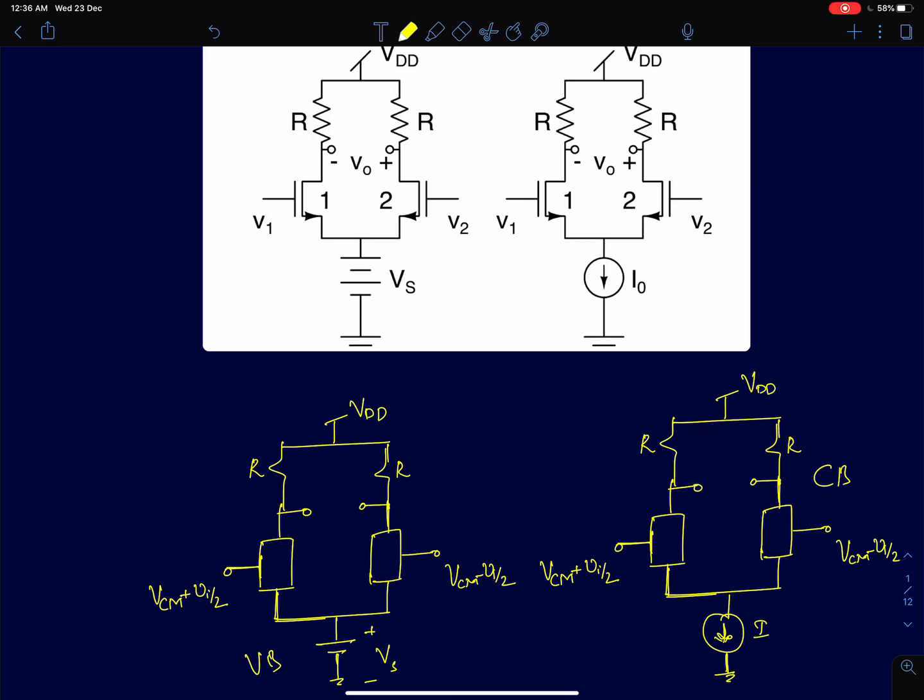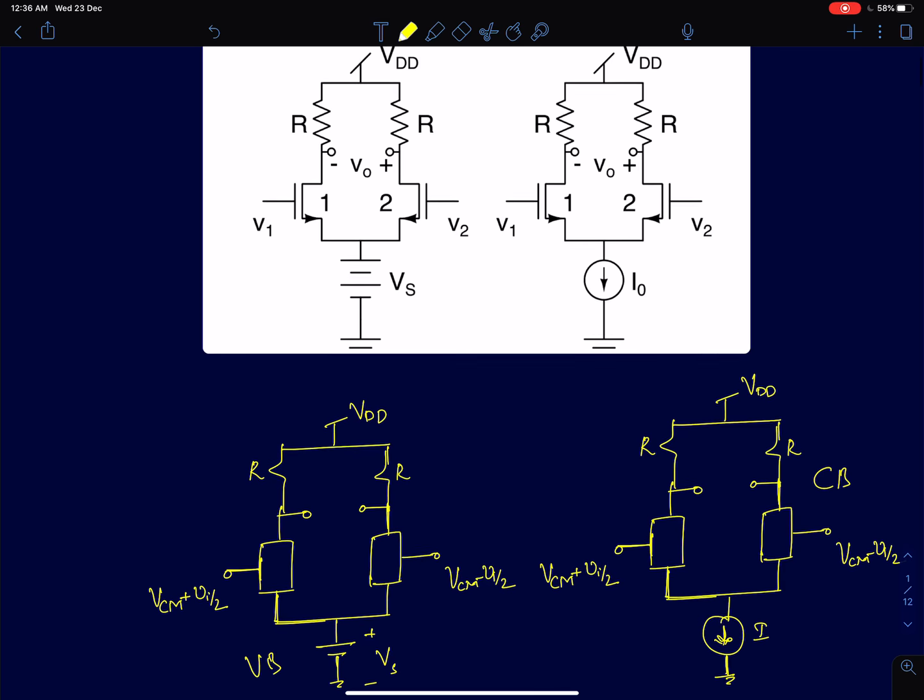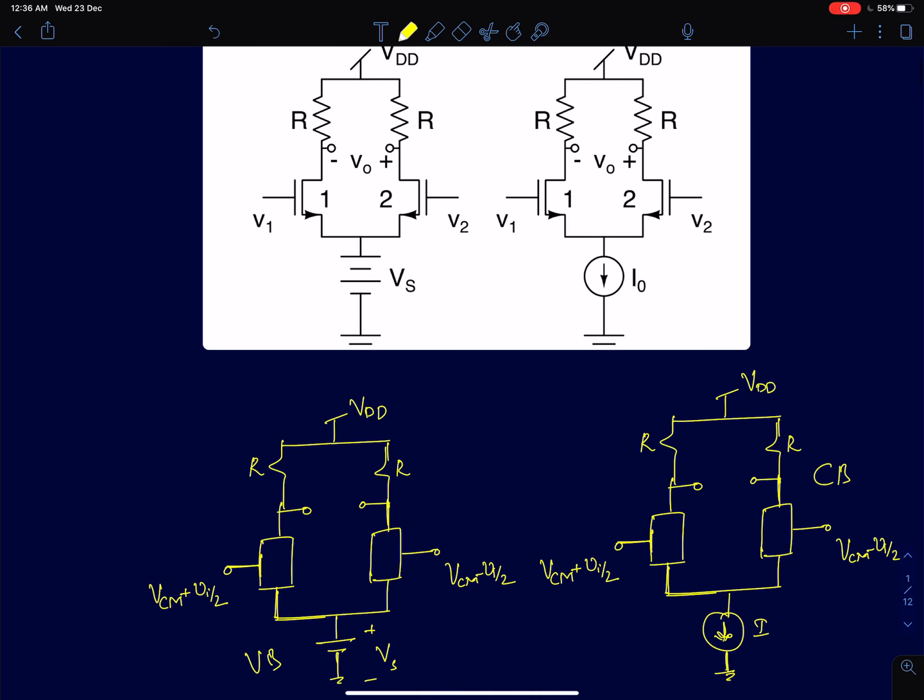Hi everyone. In this lecture, we'll try to understand the nonlinear behavior of a differential amplifier to sinusoidal inputs. Mainly, we'll look at what harmonics will be present in a differential amplifier, in two cases. The first case, shown on the left, is constant voltage biasing. The second case is a differential amplifier with constant current biasing.